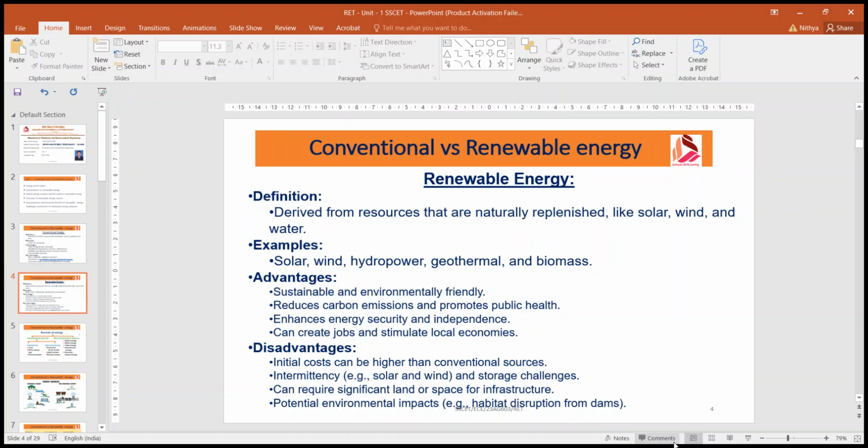And the main drawback of renewable energy sources is that the initial cost can be higher than conventional sources, and they can require significant land space for infrastructure and have potential environmental impacts. So these are the basics about conventional sources and renewable energy sources.